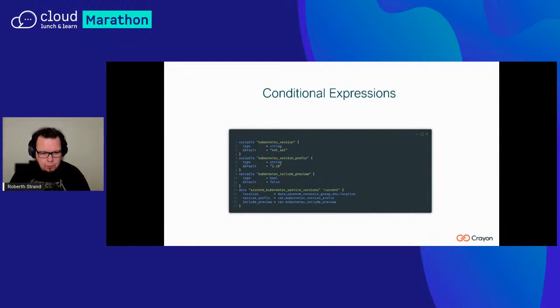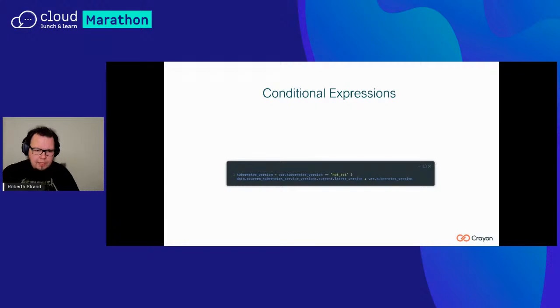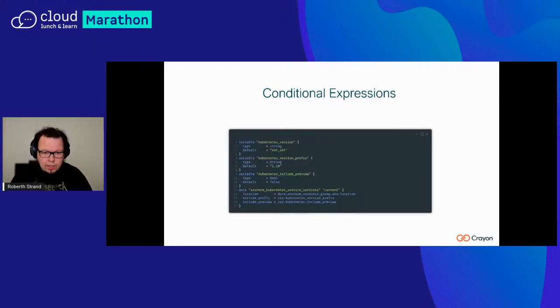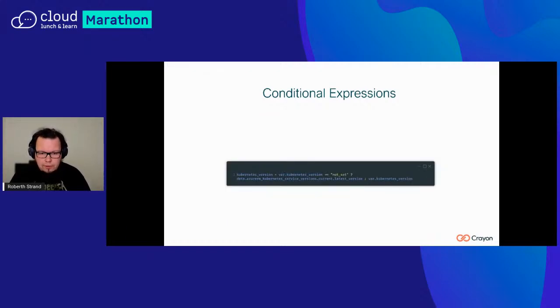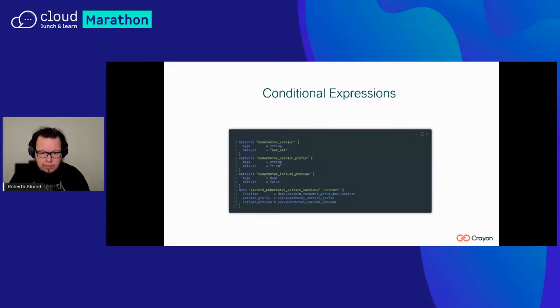Sorry. So yeah, we got this data source, we got these variables, and putting them together, we get this. So for Kubernetes version, I'll see if the kubernetes_version variable is set to not set, which if you look at here, that's the default value. So if you don't set anything, that's the default value. So if no one has done anything with Kubernetes version, it will look at the current latest version of Kubernetes based on, again, the Kubernetes version prefix and Kubernetes include preview.